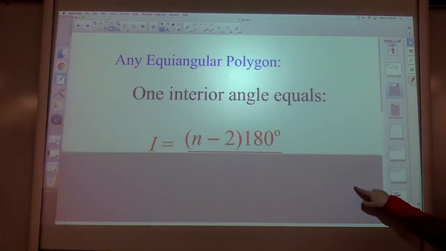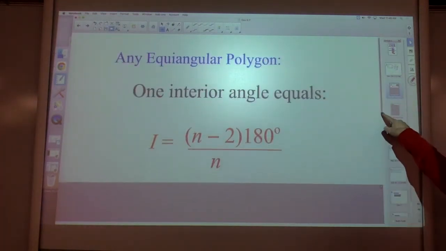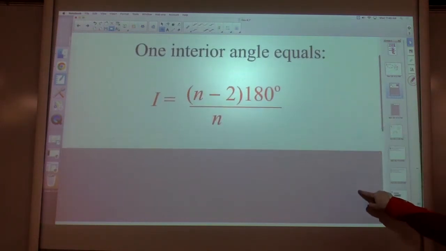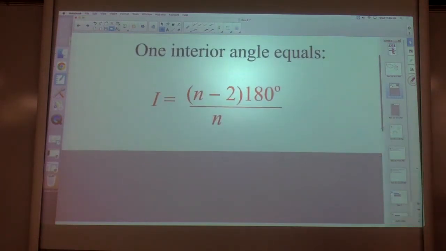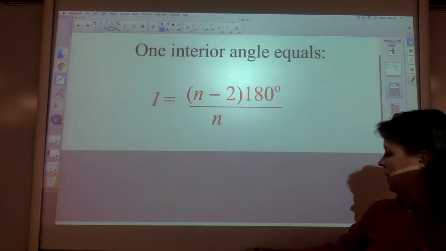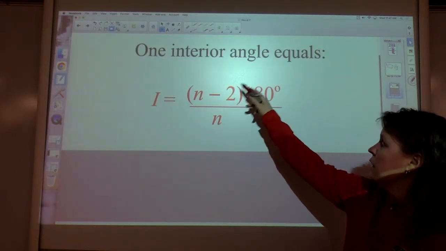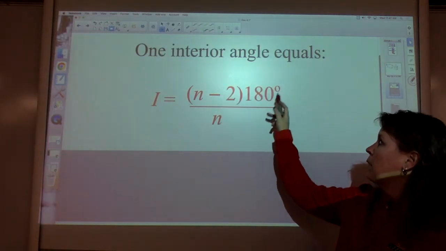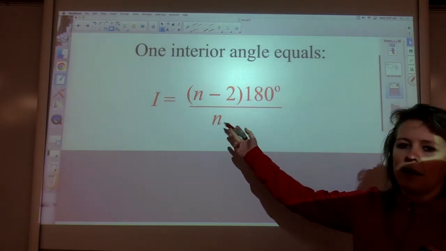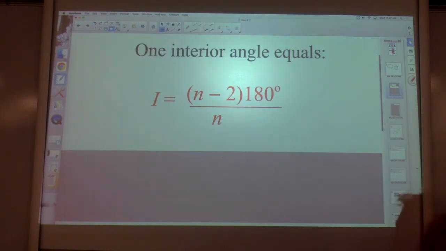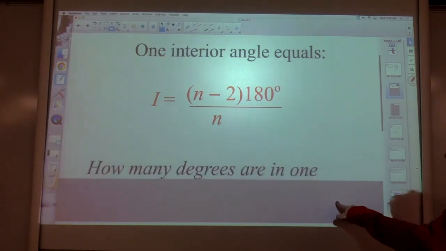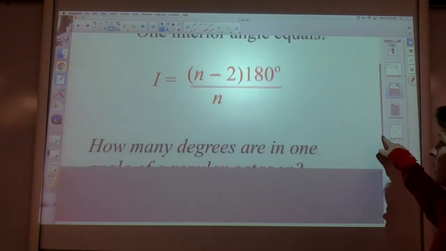One interior angle equals the interior angle, capital I, n minus 2 times 180, divided by n. That should look familiar. That's the sum of all the interior angles. If you add them all up and get all the interior angles, you just have to divide it by the number of sides to find out what it is. Basically, it's the average. But you don't even need average because they're all the same size.